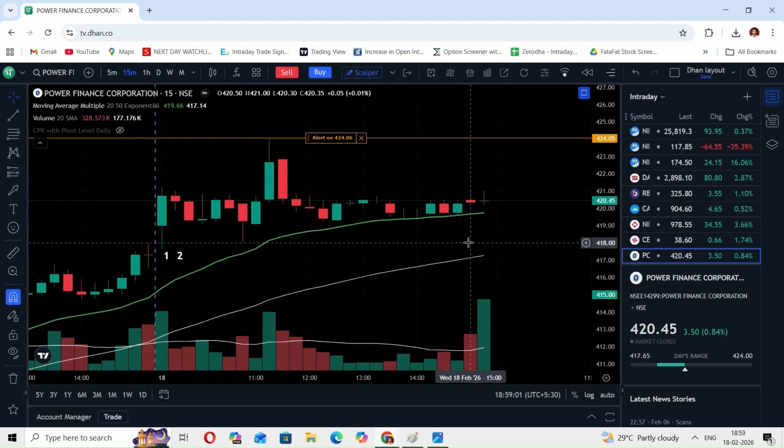The takeaway for today: a big red candle doesn't always mean a crash. If you can identify fakeouts early, you save your capital, and if you save your capital, the profits will eventually find you.